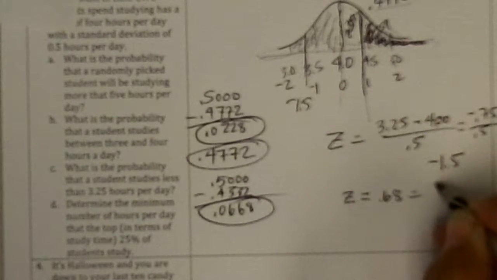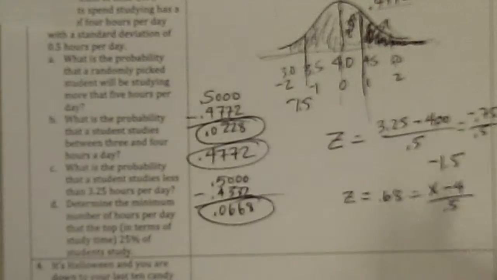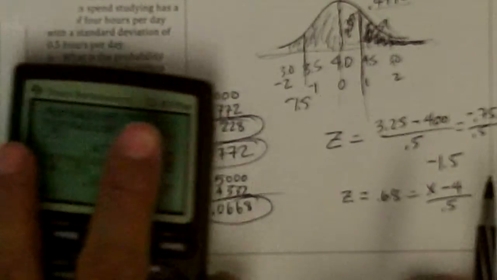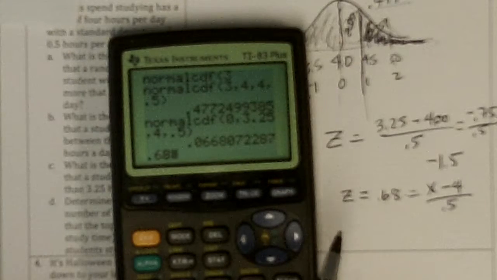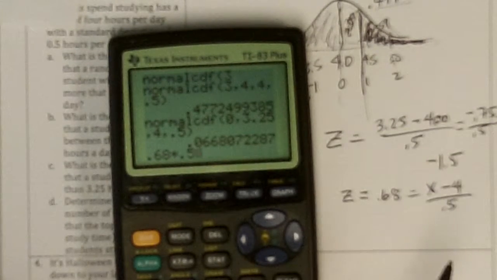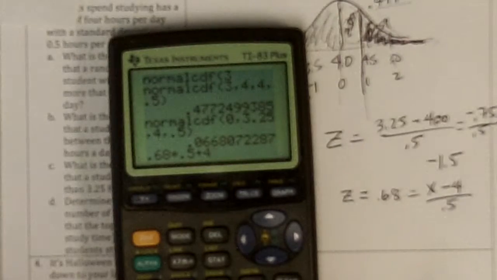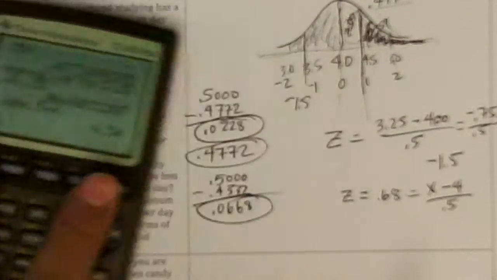0.68, which is a raw score that I want to find, minus 4 over the standard deviation. Multiply by 0.5, and then add 4. And oh, by the way, this is right, and I get 4.34.